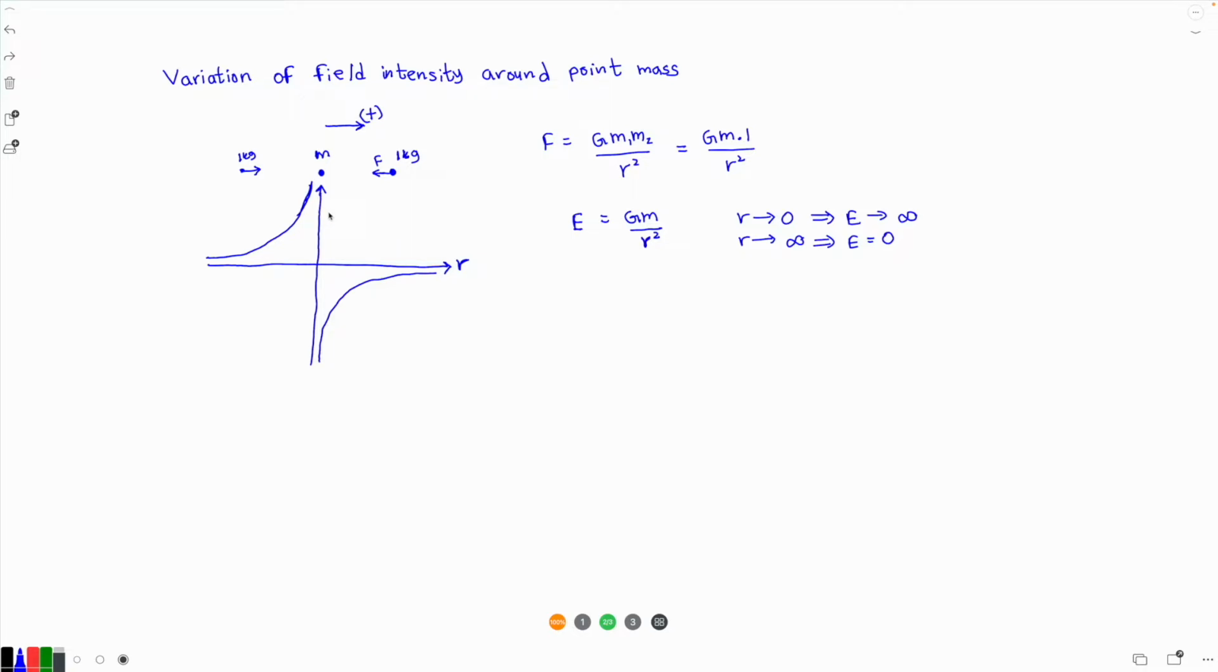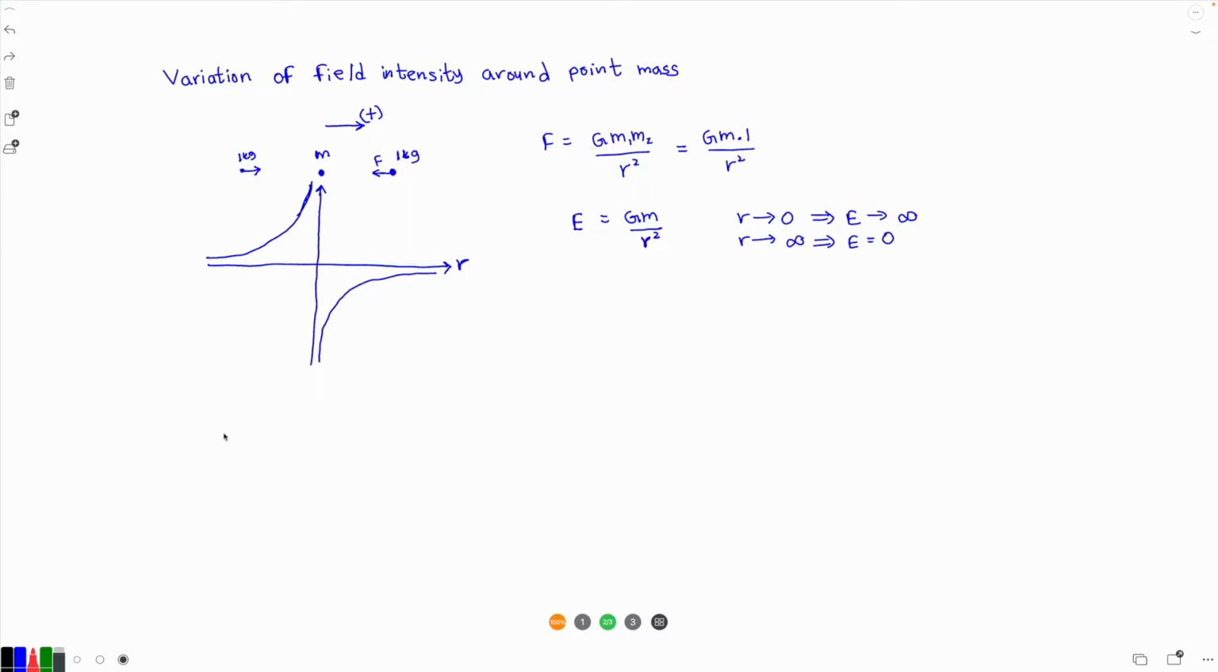Then we are going to talk about neutral points. A neutral point is a point where there is no force acting on a mass. When we keep a mass on a neutral point in a gravitational field, there is no force acting on that mass. Points like that we call neutral points. So I'll take a simple example and show you what a neutral point is.